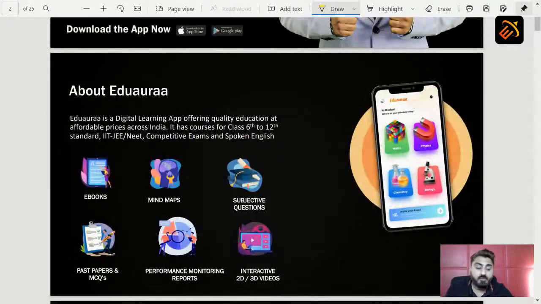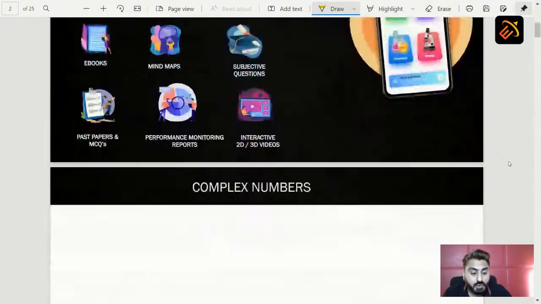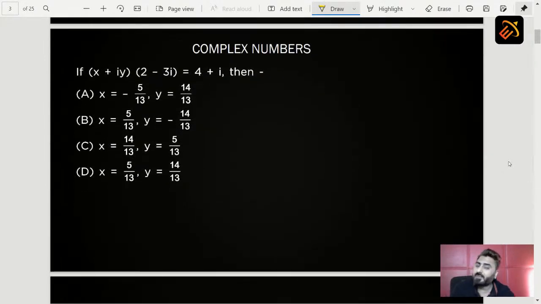Now let's start with our session. So children, as I said, in today's session we will be discussing the next part of complex numbers. But before starting the next part, let's have a quick revision about the basics of complex numbers. What is the definition of a complex number? It is a combination of real and imaginary terms. Imaginary term means i, the value of i is root of -1.